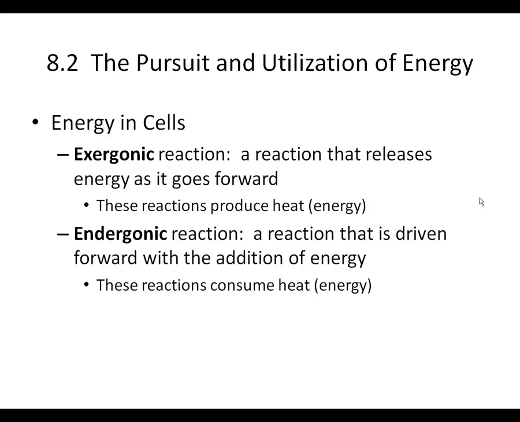We have a number of different ways that we can gain our energy. We have two different types of reactions. We have exergonic reactions and we have endergonic reactions. Those exergonic reactions are going to be reactions that will release energy as they proceed. These are going to be reactions that produce heat or produce energy. These would be all catabolic reactions. Then you have endergonic reactions. These are reactions that are driven forward with the addition of energy. These are going to consume heat, and these would be our anabolic reactions or our biosynthetic reactions.